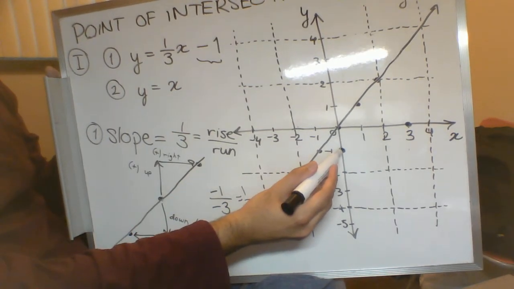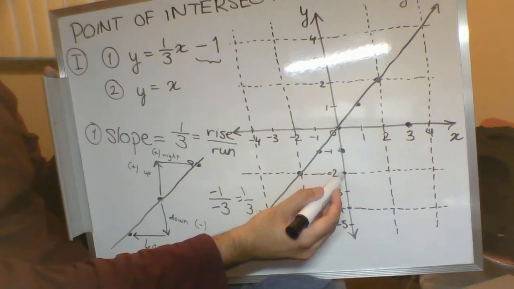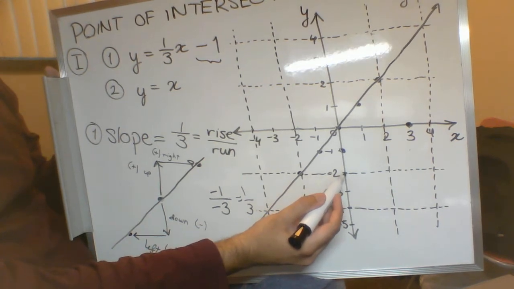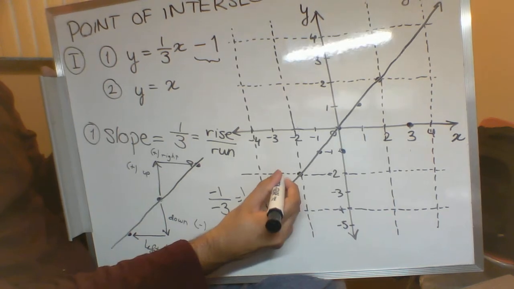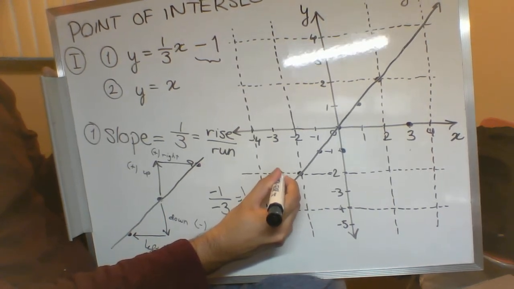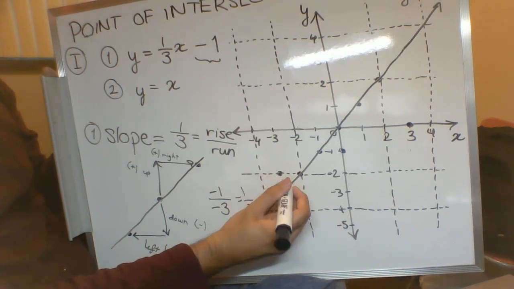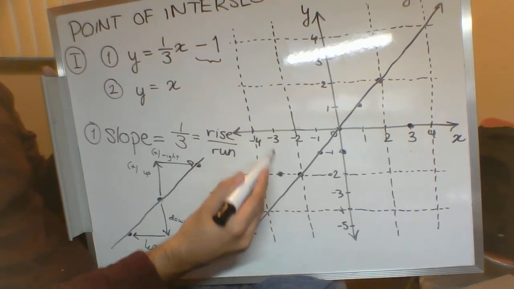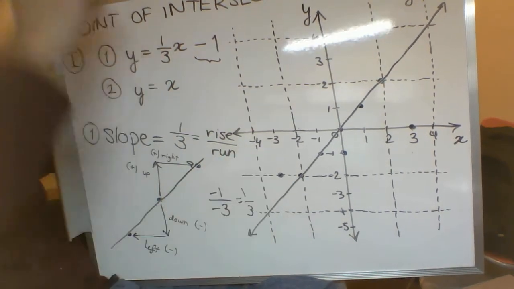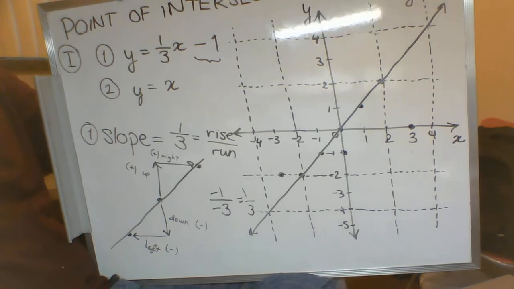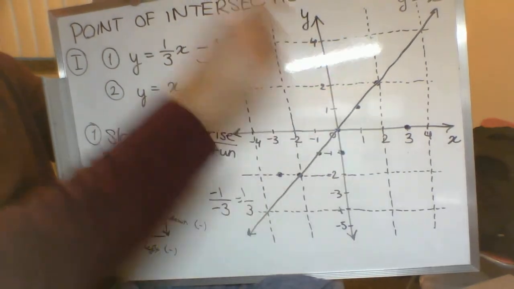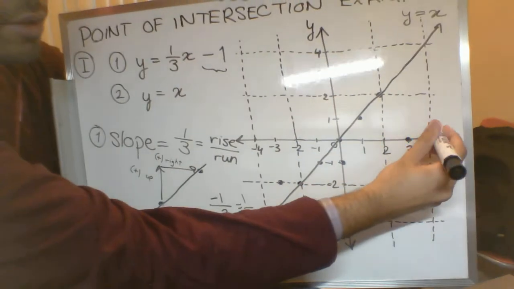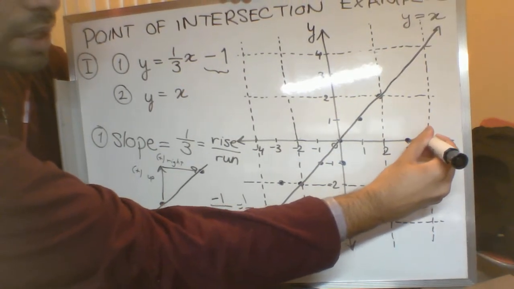So if we repeat the process from there, we go down 1 unit, that brings us to -2 on the y-axis, and then we go 3 to the left. So that brings us to over here. And that's at the point -3, -2. So -3 in the x direction, -2 in the y direction. And so now these are the 3 points that we want to connect. So let's go ahead and connect those in as straight a line as we can.